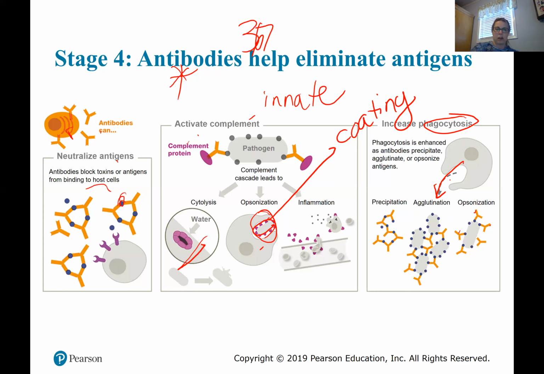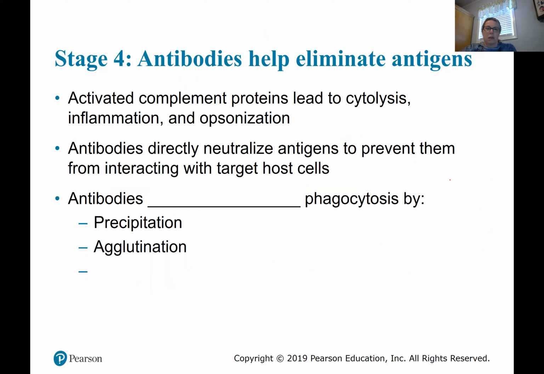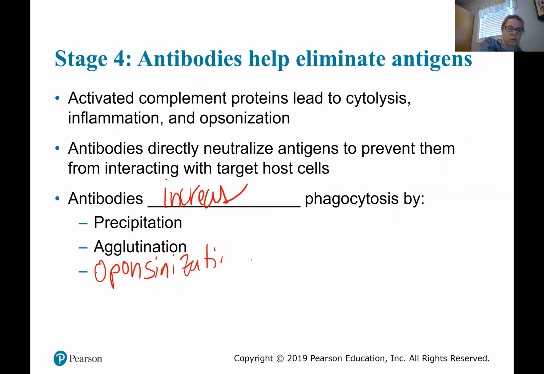Okay, this slide here. So we talked about that. Antibodies increase phagocytosis. We've covered all of those: precipitation, agglutination, and opsonization, which is the coating process. Okay, so this might be a place where you stop and review for a little bit too.